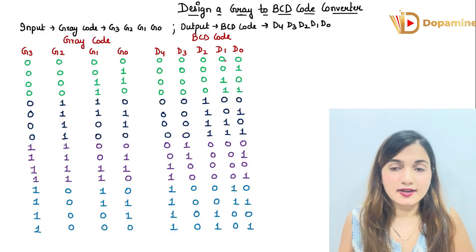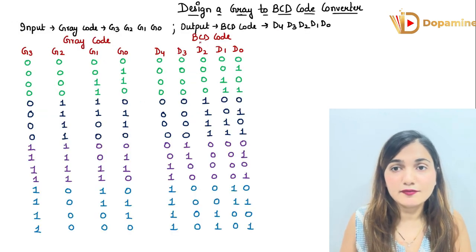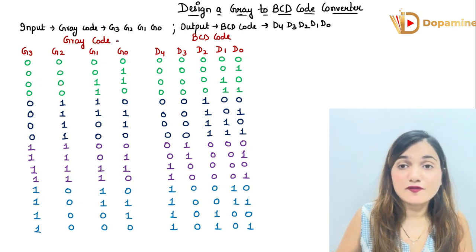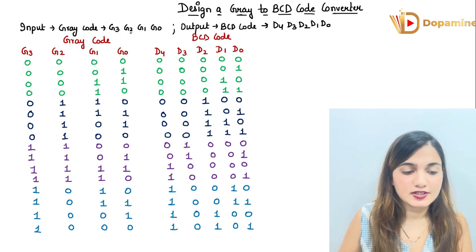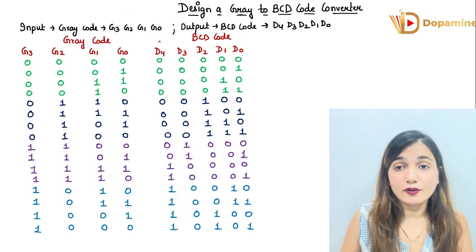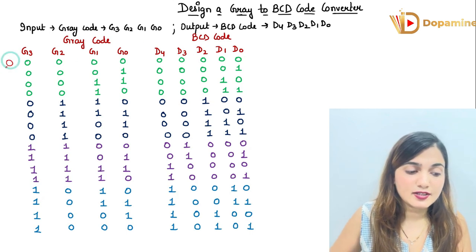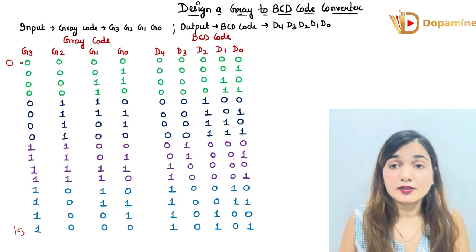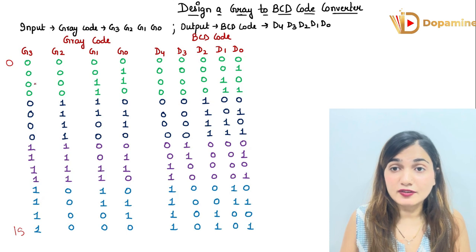So let's start our discussion with the first step where we have to make the truth table. So input code is our gray code. It's a 4-bit code. It is represented as G3, G2, G1, G0. So these 4 bits of the gray code are represented for the decimal number 0 to the decimal number 15, right? We have the different gray codes for the decimal number 0 to 15 for 4 bits.